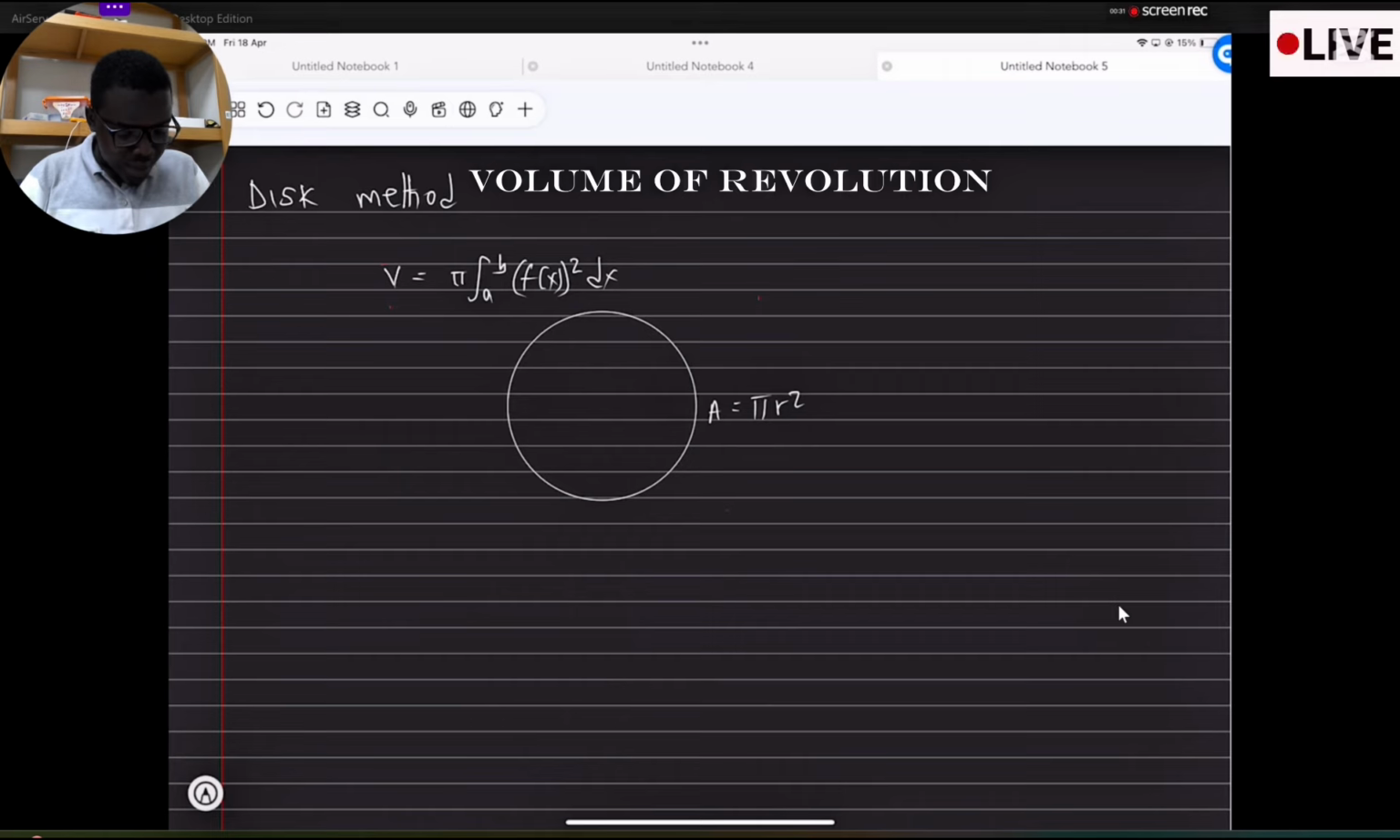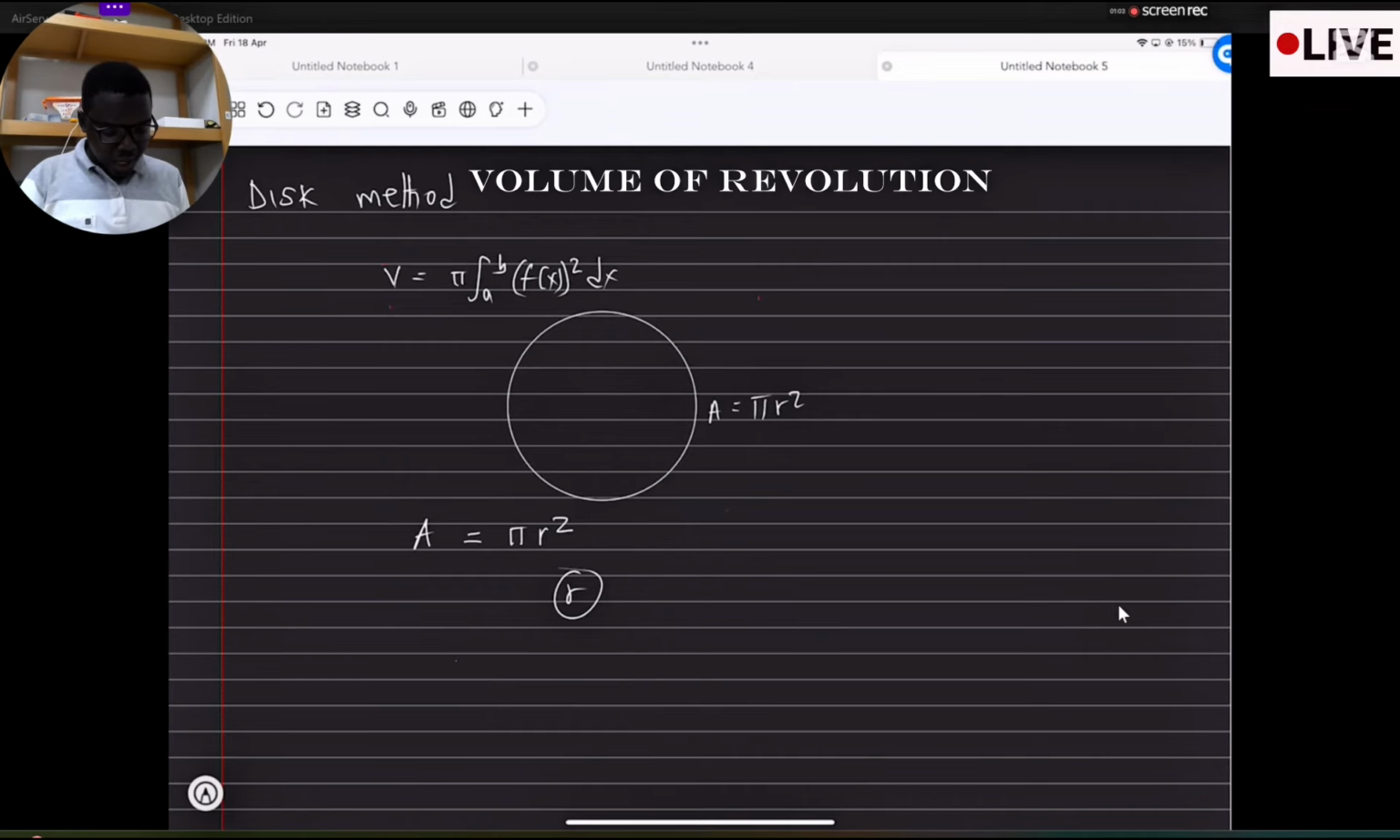Since we have the area of the disc as pi r squared, we will need the radius, r, which we don't have. So how do we find it from the curve that we have been given? That's where you need to look at the graph of that particular function or the curve. So let's quickly look at something here.